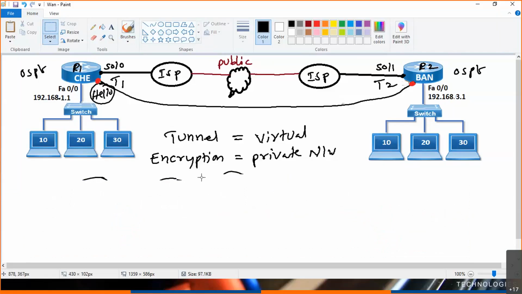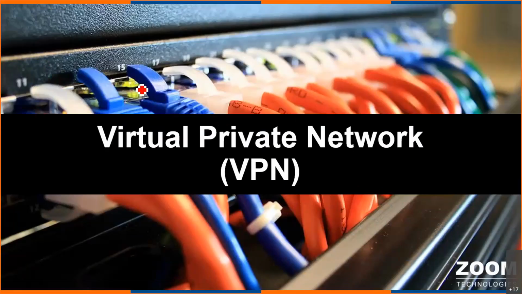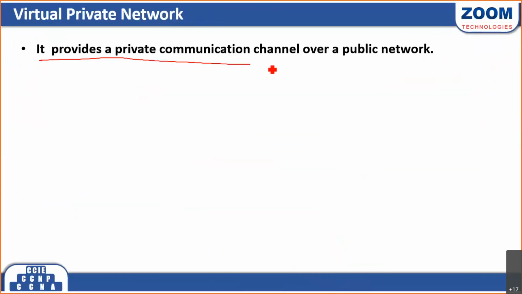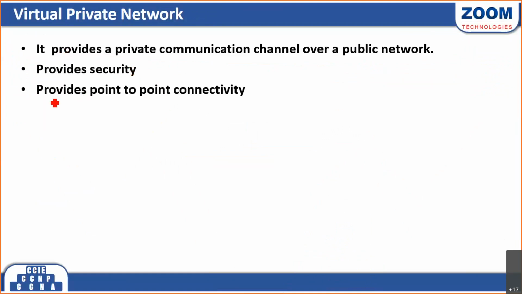So VPN is a combination of tunnel and encryption. What VPN does: it provides a private communication channel over the public network, provides security from end to end, provides point-to-point connectivity and scalability. Hence we can use VPN for small, medium, large, any type of network; it is compatible.